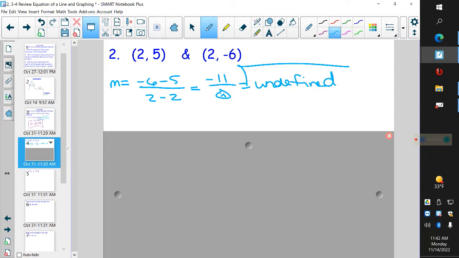Yes? So what line has a slope that is undefined? What line has the equation that has a slope undefined? Nope.